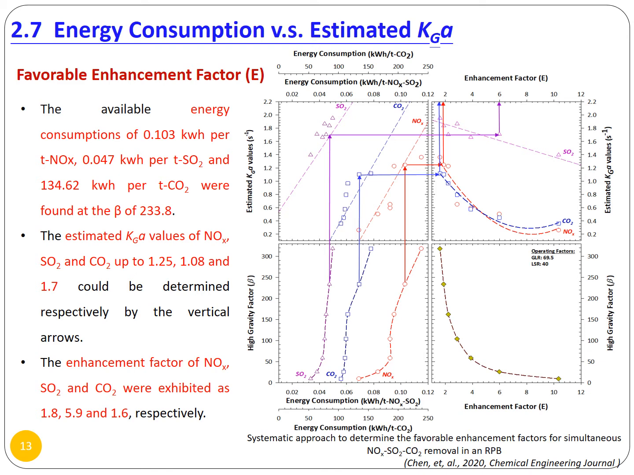Then if we go to the top, we can find the favorable mass transfer coefficient. Then if we go to the right, we can find the favorable enhancement factor. The final enhancement factors of NOx, SO2, and CO2 are 1.8, 6.9, and 1.6. It indicates that the SO2 was controlled by a chemical reaction, not the high gravity effect.